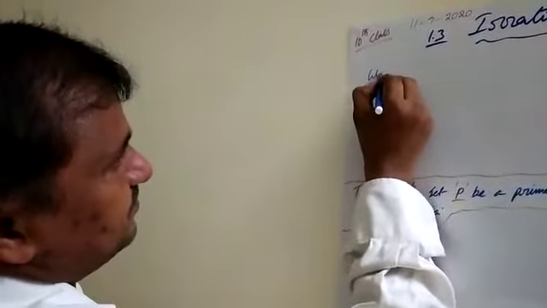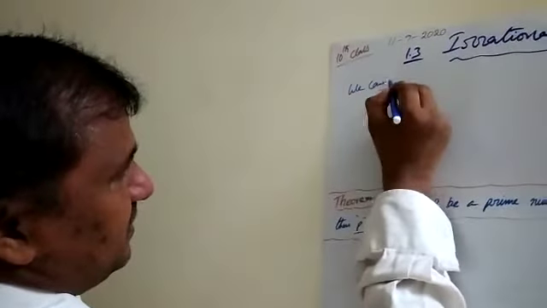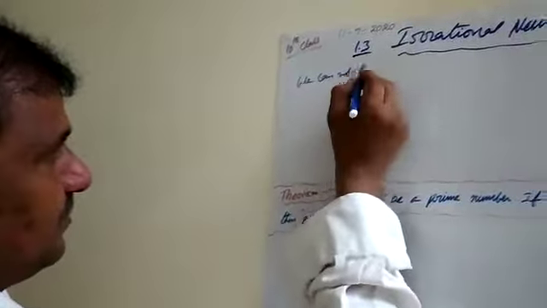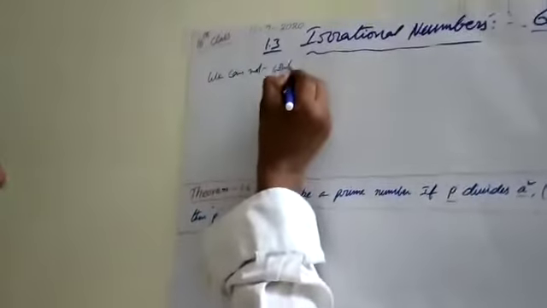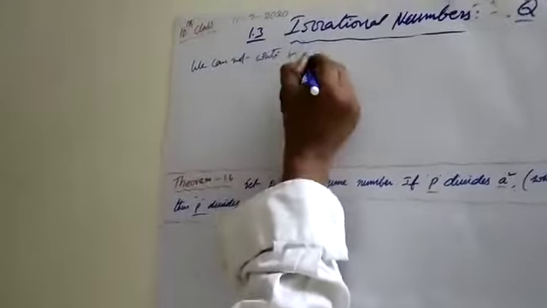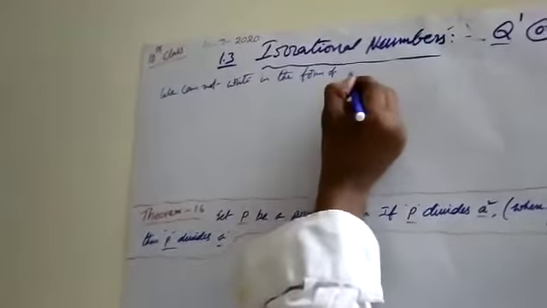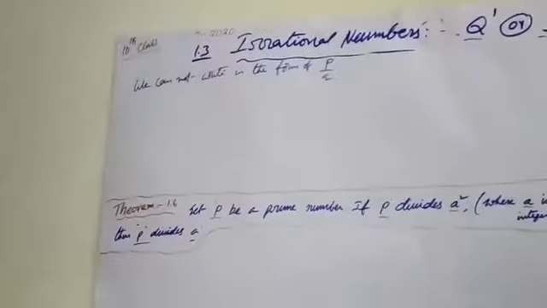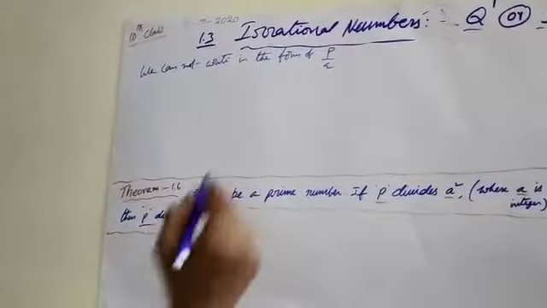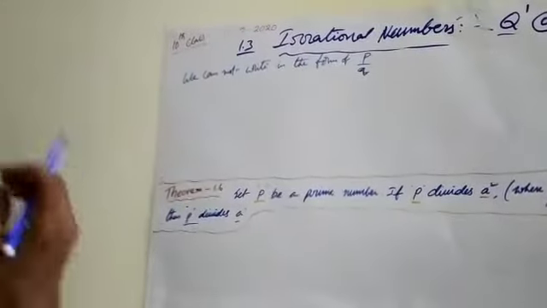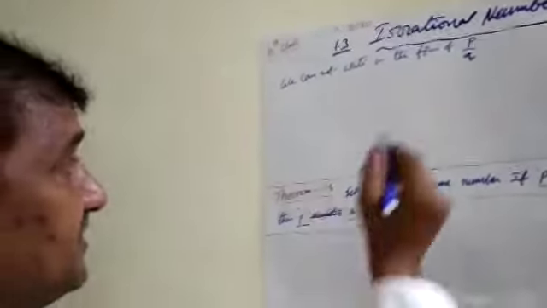See, what is the irrational number? We cannot write it in the form of P by Q. If you cannot write it in the form of P by Q, it is called an irrational number. See, what is the example of irrational number?